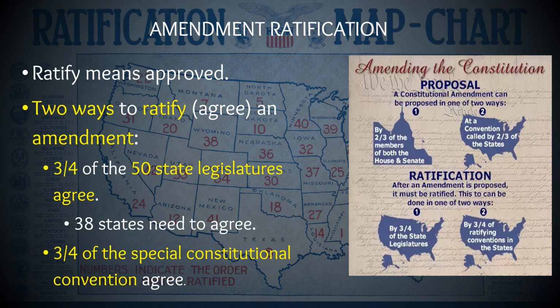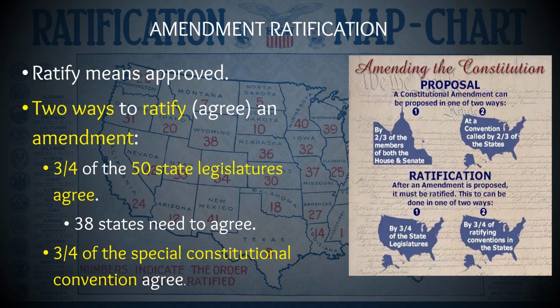So the ratification process: after an amendment is proposed and it is approved by Congress, ratify means approved. So there are two ways to ratify an amendment. 3/4 of the 50 state legislatures have to agree to it. So all 50 states vote on the amendment, and 3/4, so 38 states, need to agree to it.